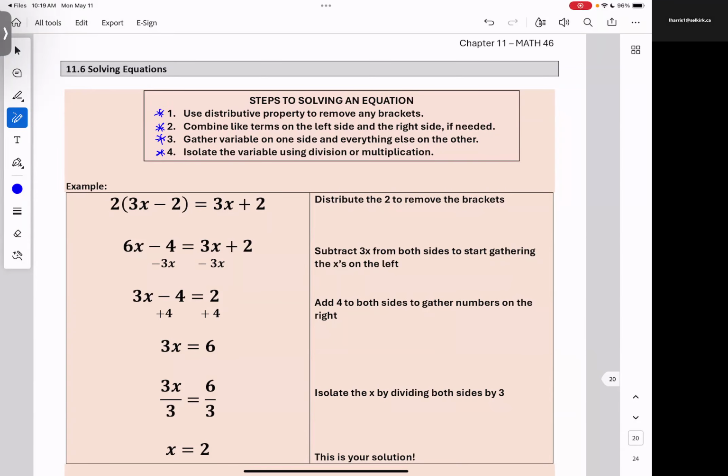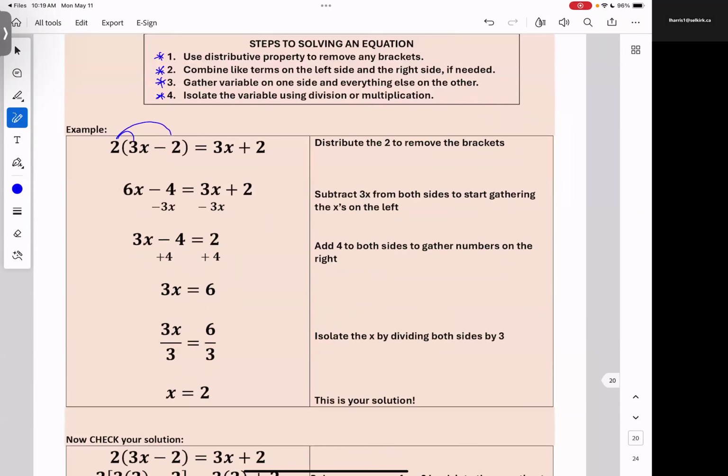So in this example, in step one, they've distributed to remove those brackets, which leaves them with the 6x minus 4 on the left. Then we want to gather our x's on one side and everything else, which is our numbers here, on the other side. Now, in this case, they've decided to subtract 3x from both sides. Note, it's just as legitimate to subtract 6x from both sides, and if you do, you'll end up with the same answer down below. So here they're subtracting 3x, which brings them to this line here.